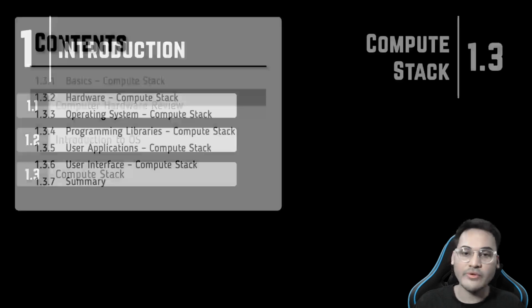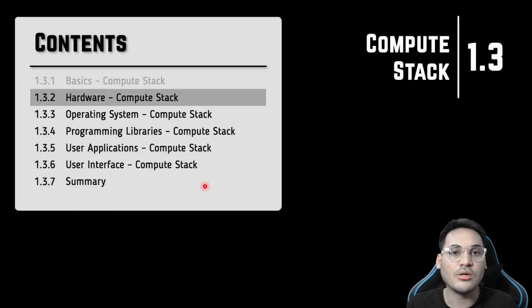In the previous video, we discussed what is a compute stack. We saw that a computer system can be thought of as a stack of different layers, and we talked about what those layers are. Now, from this video onwards, we are going to look at these individual layers one by one. So let us start from the very bottom.